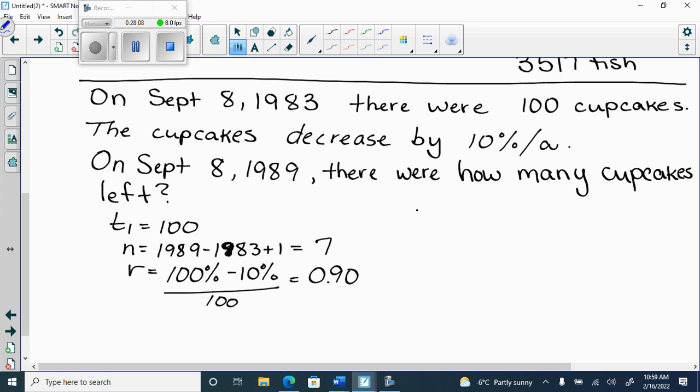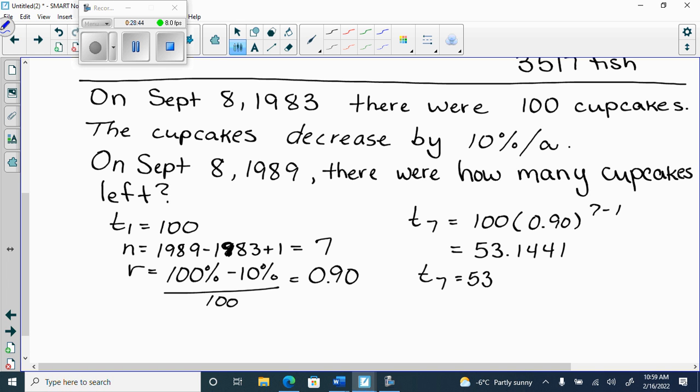You should be getting smaller because it's less than 1 of the original. Okay, so we're going to do T7 equals T1, which was 100, R, which is 0.90, to the N minus 1, which is 7 minus 1, and we get how many cupcakes? 100 times 0.90 to the 6th is 53.1441. So how many cupcakes do we have left in year 7? 53 cupcakes. So we would have to write, on September 8th, 1983, there were 53 cupcakes left. Right? You just restate the question.